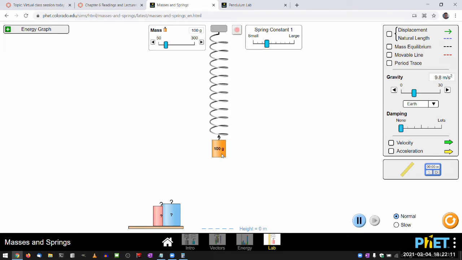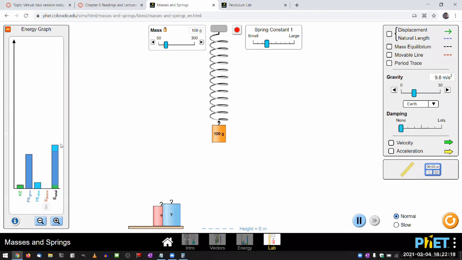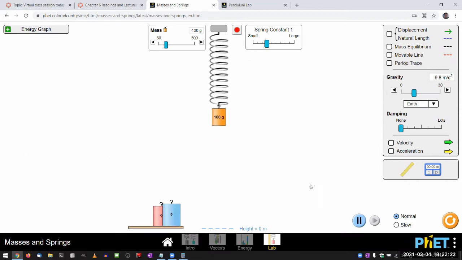When I'm trying to describe an ideal system, that kind of gets in the way. So I got rid of damping. So if I were to show the energy graph again, this will go on forever. I can also control the simulation speed. That's good because sometimes I'll want to talk for a while.